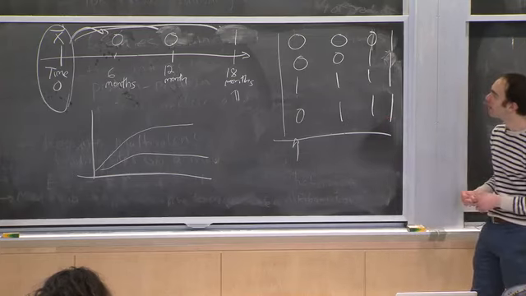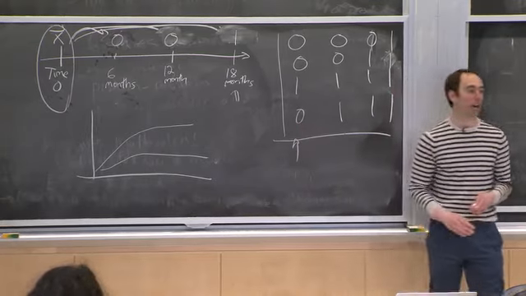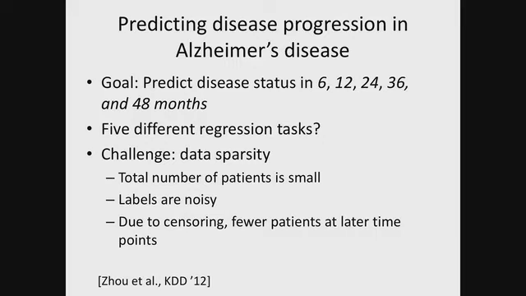What that means is that if you were to try to learn from just one of these time points by itself, particularly in a setting where you don't have that many data points alone, that data sparsity in the outcome label is going to really hurt you. It's going to be very hard to learn any interesting signal just from that time point alone.